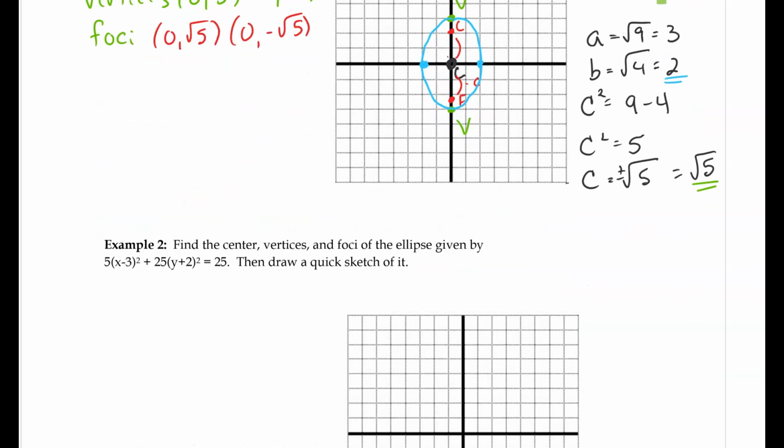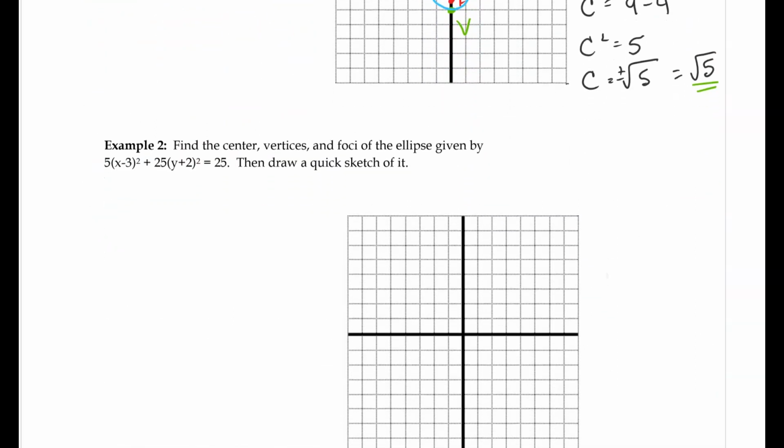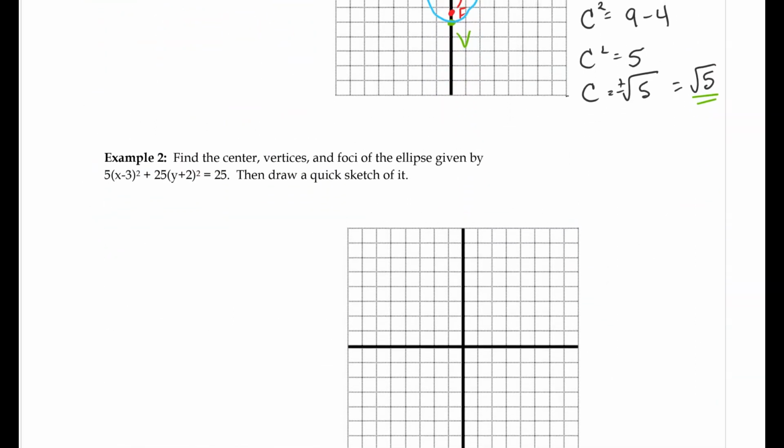Now let's see if we can do this with some of our other ones. Okay, we're going to do the same thing. It says find the center, vertices, and foci of the ellipse given by the following. We get 5 times the quantity x minus 3 squared plus 25 times the quantity y plus 2 squared equals 25. All right, so with this, again, it's not in standard form unless it's equal to 1. So we're going to divide everything by 25.